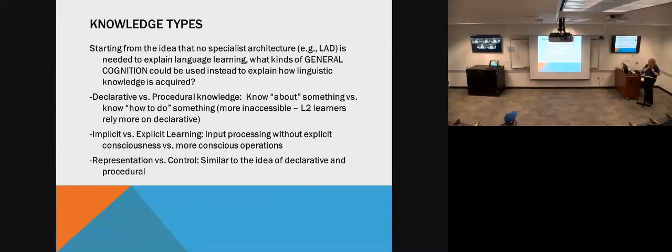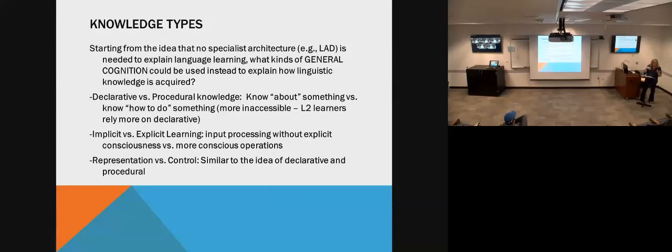There's also the idea of implicit versus explicit learning. Again, something out of learning theory and psychology. Input processing without explicit consciousness versus more conscious operations. So again, this idea of implicit is more like procedural and explicit is more like declarative.